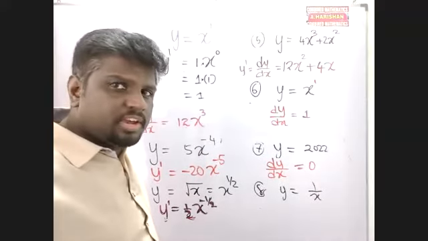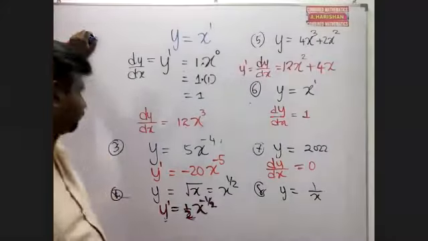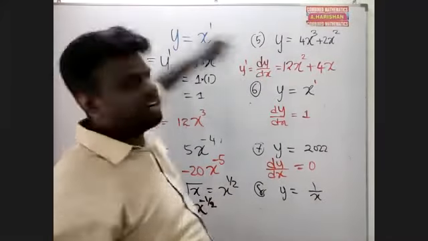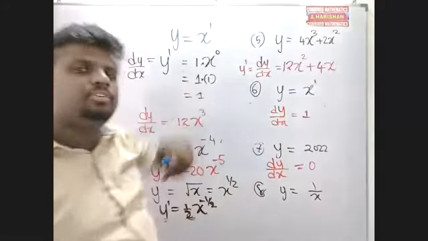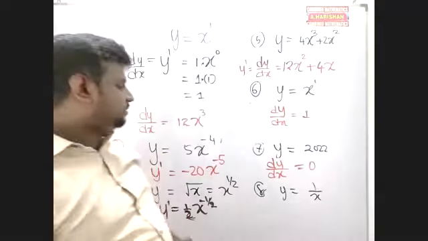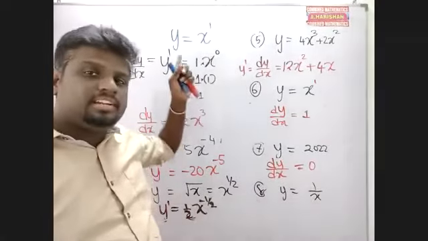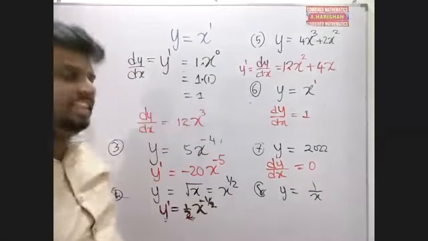Okay. Can you explain the fifth one? Fifth one, individually you can differentiate. Okay, I'll put not the fifth one. I'm going to explain the eighth and I'll put the ninth one. Then you will be able to understand.